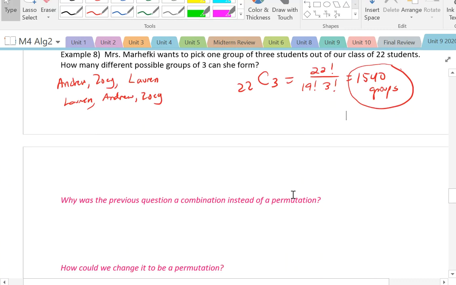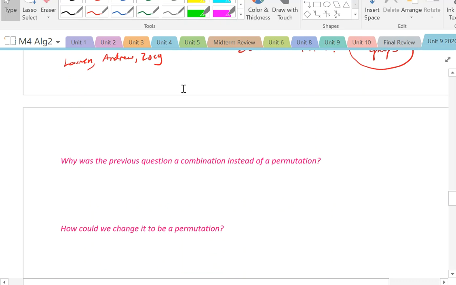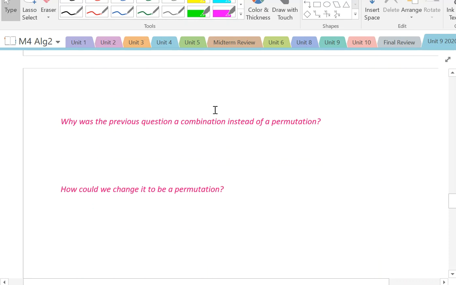So why was the previous question a combination instead of a permutation? Because the order that I was selecting the students didn't matter. It was still making the same group of 3. How can we change it to a permutation? You would have to assign roles. So maybe it's president, recorder, timekeeper, and brainstormer. Whatever roles are being assigned to the group, or president, vice president, treasurer, because that would make a difference of what job you're doing, which would create a permutation.